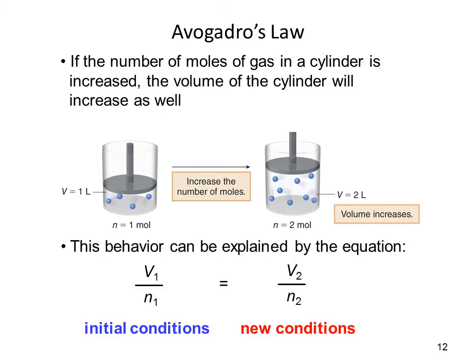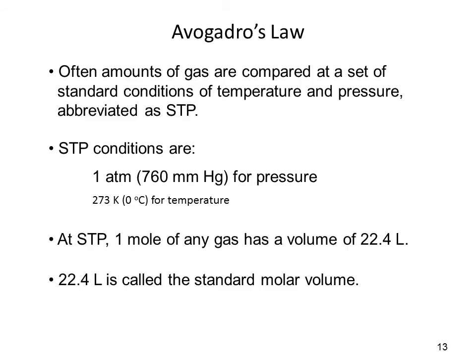We can express that same relationship this one way. Initial volume over initial number of moles is equal to final volume over final number of moles. And I can see it happening in this picture here, that when I have 1 mole occupying 1 liter, if I double my number of moles, well then my volume doubles.